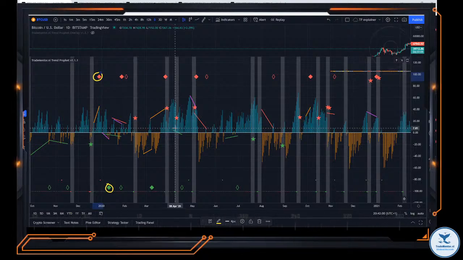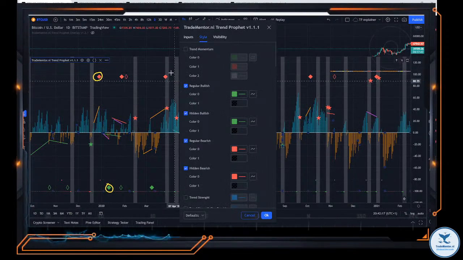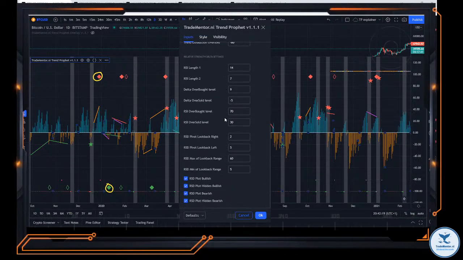Keep in mind, divergences are based on price pivot points, and it takes a few candles to detect the pivot. So this divergence is only detected 1, 2, or 3 candles after. And actually, if you go to the settings, these are the relative strength delta settings, you see that the lookback period is 2 candles. So it takes 2 candles for the indicator to detect a price pivot and to measure if there's a divergence or not. So there's always a delay in divergence in this way.